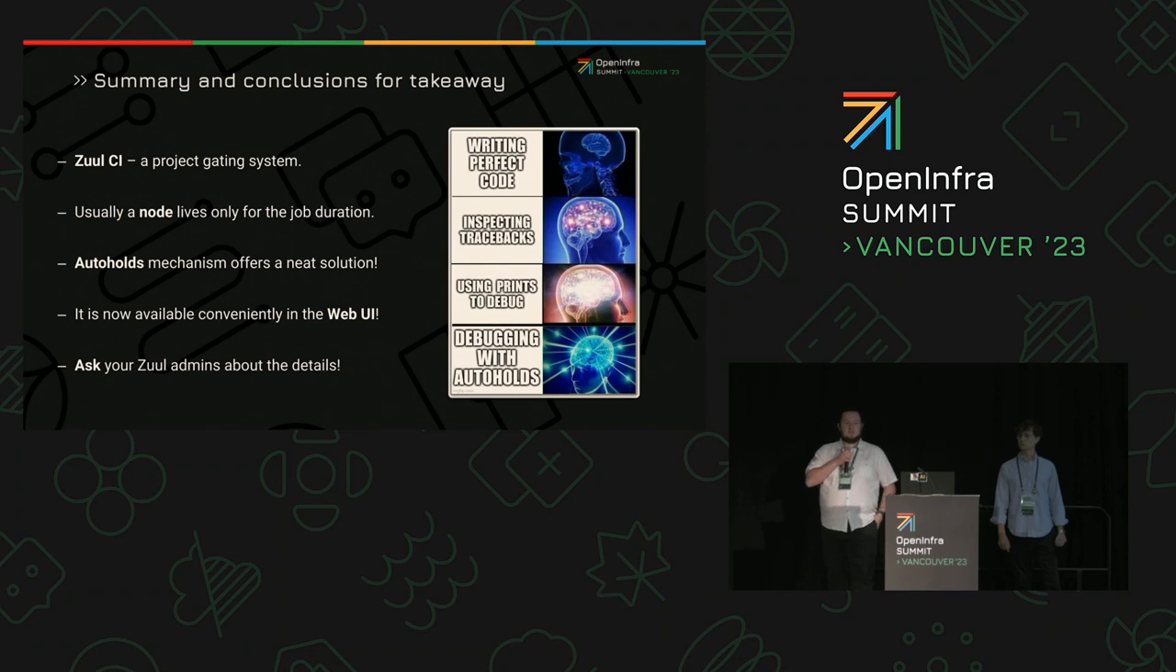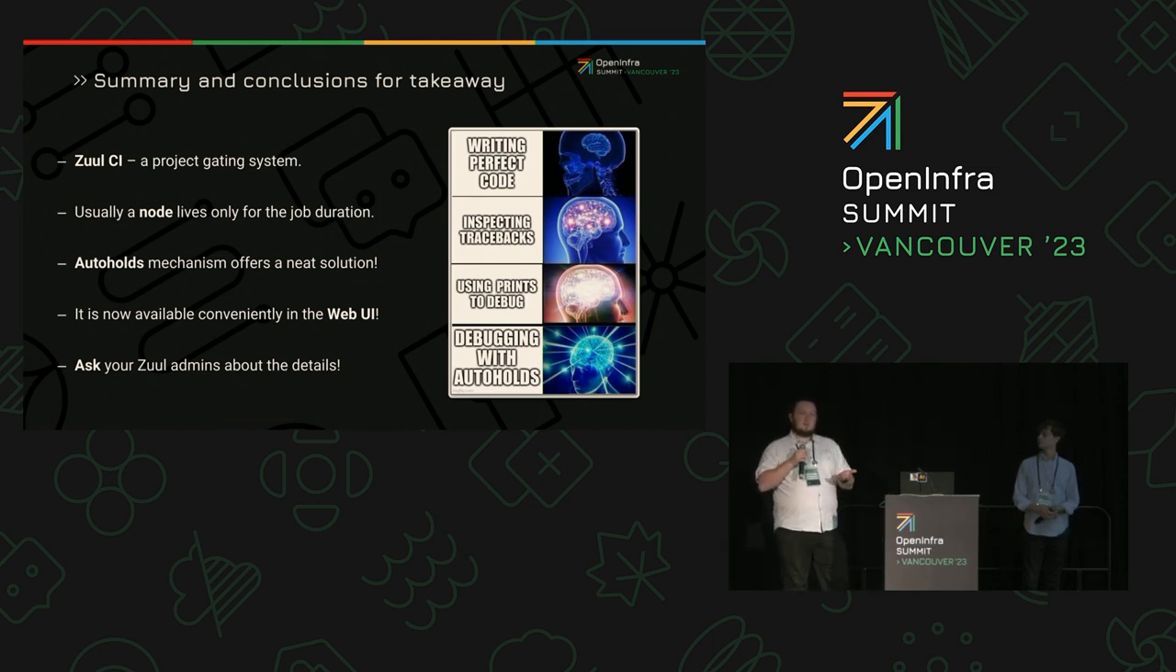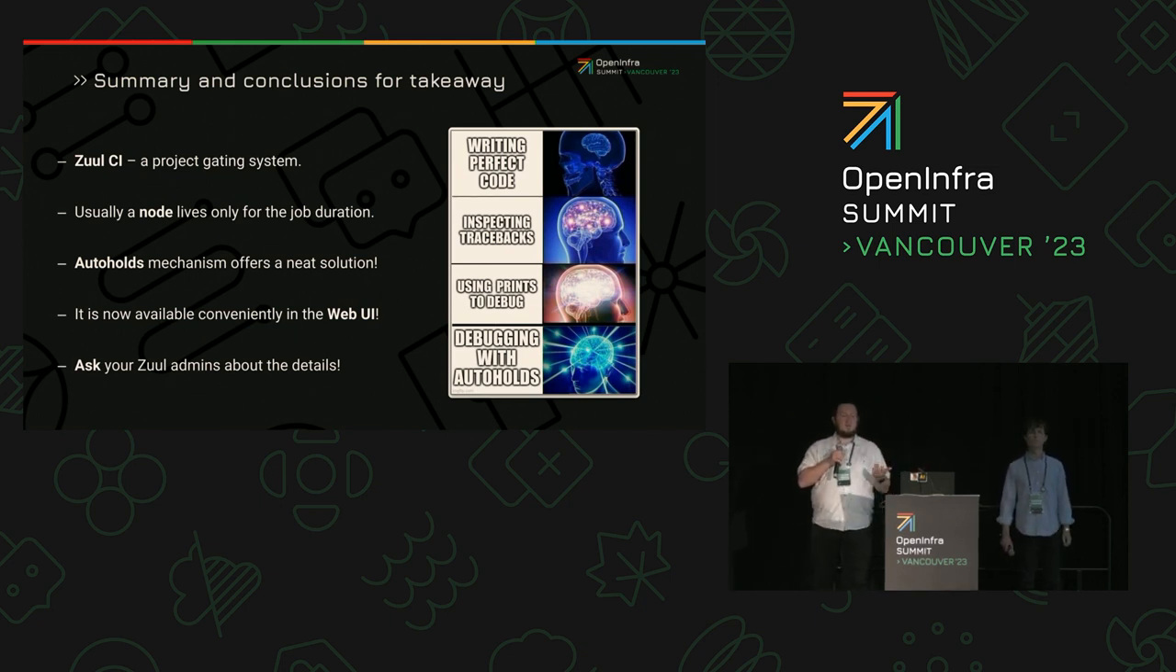And yeah, here we reach the conclusions. As a summary and takeaway for you, if you didn't hear about Zuul before, please read about it. It's a really good CI/CD system. And as in many CI/CD systems, the runner nodes live only as long as the job takes. But with the autoholds feature, you have a clear and nice way to extend how long the runner lives, and it can give you additional time for debugging any nasty issues. So don't hesitate to ask your Zuul instance admin, if you have one, about the autoholds feature today.